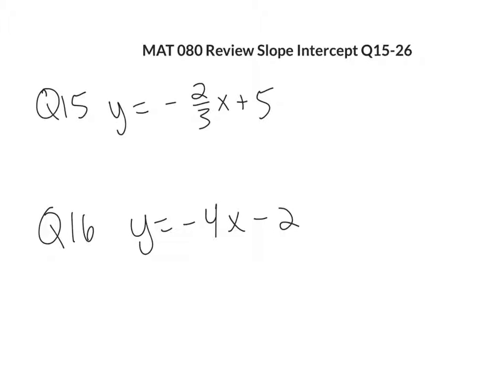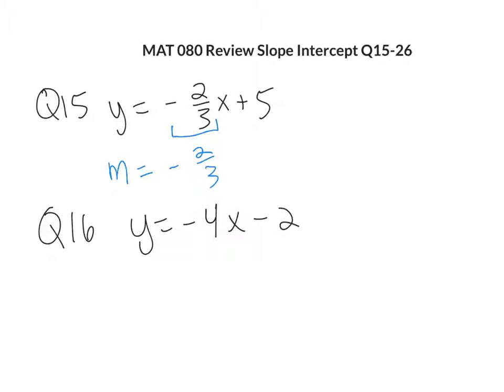This video covers questions 15 through 26 and deals with the slope-intercept form. So questions 15 and 16 here are asking you to identify what is the slope and what is the intercept. Basically, the slope is going to be the number that is with x. So we see the number in front of x here is negative 2/3. So our slope is negative 2/3.